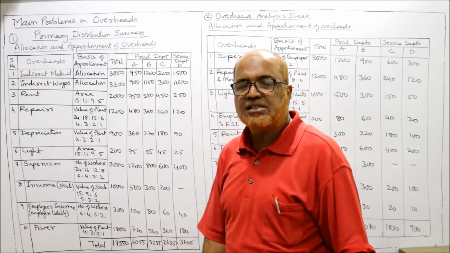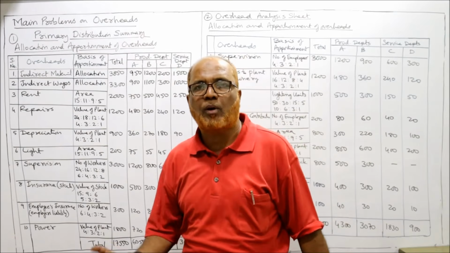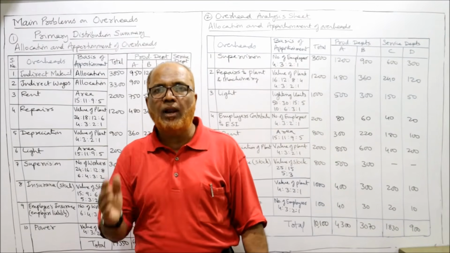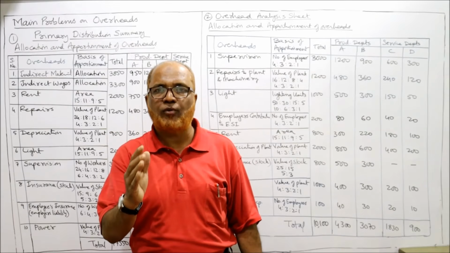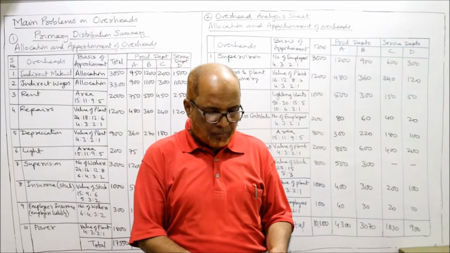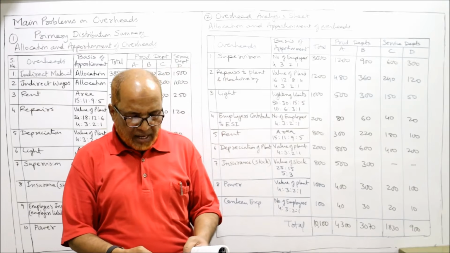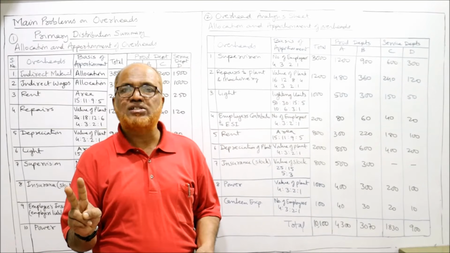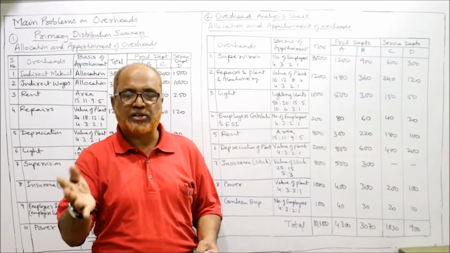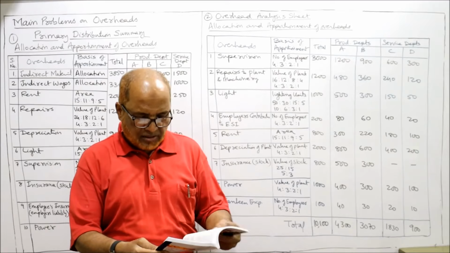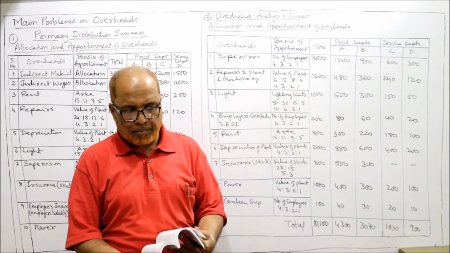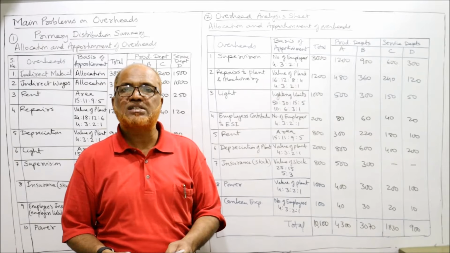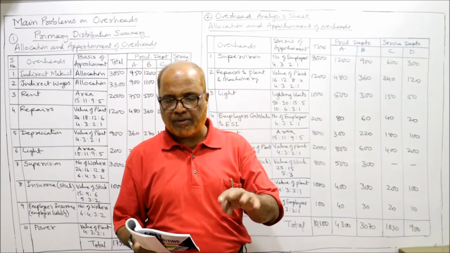That's it. This is the very first problem, main problem on overheads, allocation and apportionment of overheads. Now see the second problem. A factory has 2 production departments and 2 service departments, totally 4 departments, 2 plus 2. The following figures have been extracted from the books of the respective departments. Production department A, B, service department C, D, totally 4 departments.